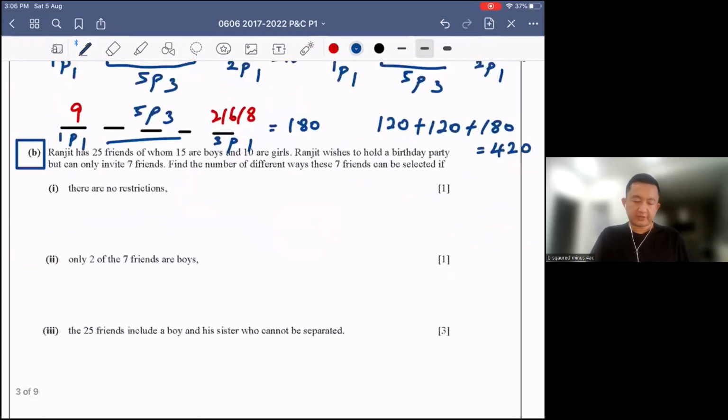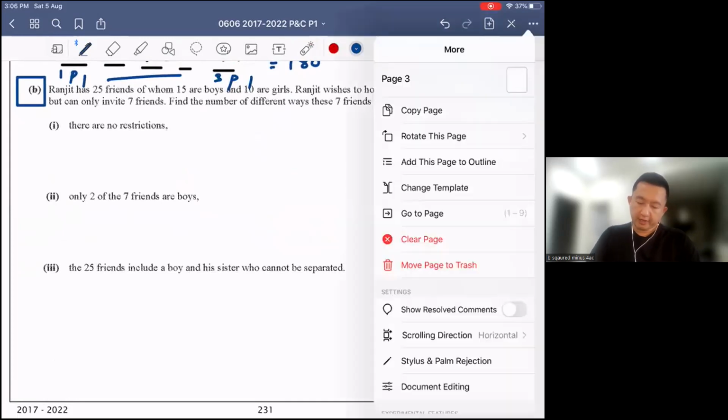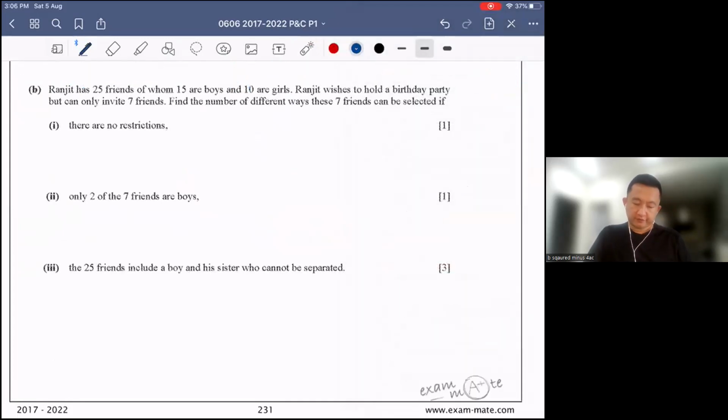Next one, the same paper, part B. Ranjit has 25 friends, 15 are boys, 10 are girls. Select 7 friends for a birthday party. Number of different ways of selecting 7 friends. NPR or NCR? NCR, no arrangement, order does not matter. So NCR. So total 25, and you need to select 7 people. No restriction, 25C7. Nothing to discuss.